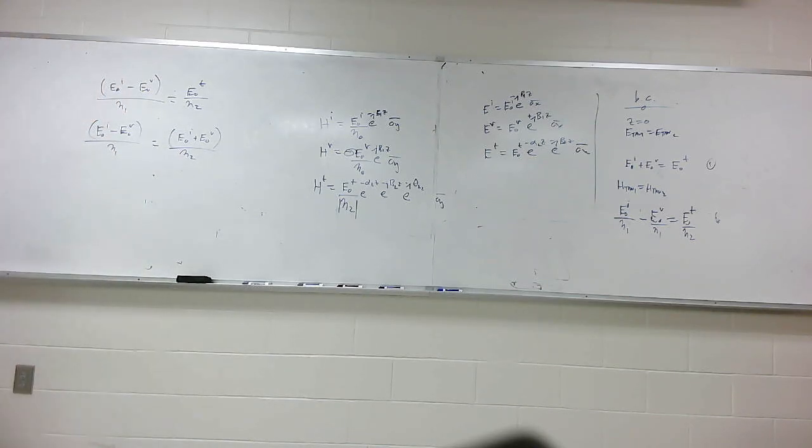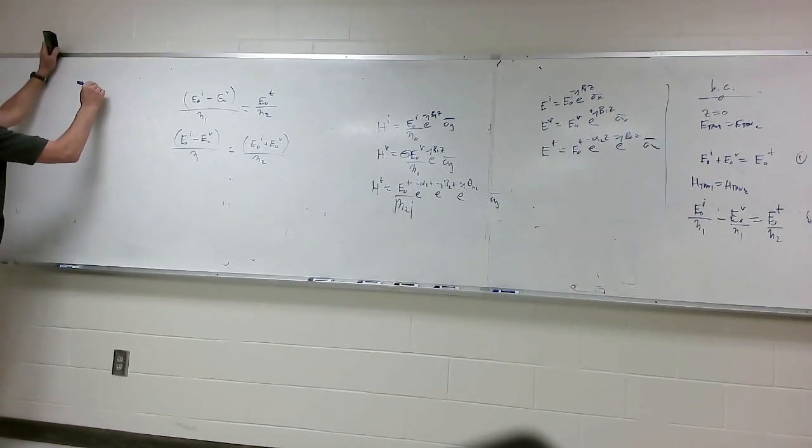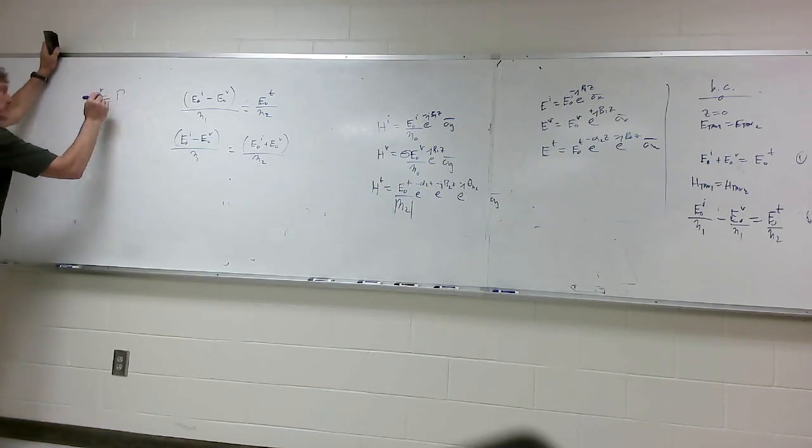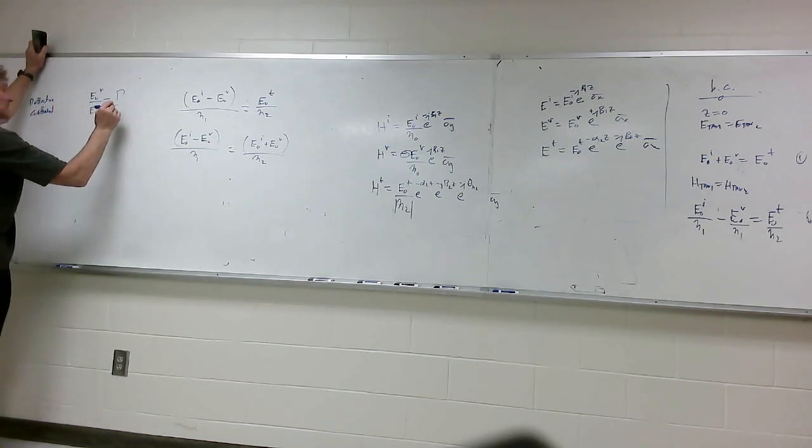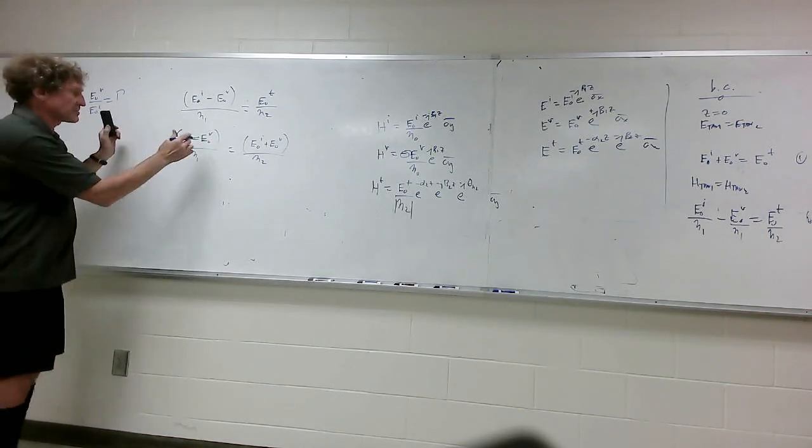Now you manipulate. Now what I'm going to do next, let me just tell you this because I know you're writing, and it's easier to do it this way. I'll divide everything by E naught incident, and then I'll define some terminology. I'm going to define E naught reflected over E naught incident as the reflection coefficient. This is the reflection coefficient. So I'm dividing everything by E naught incident.